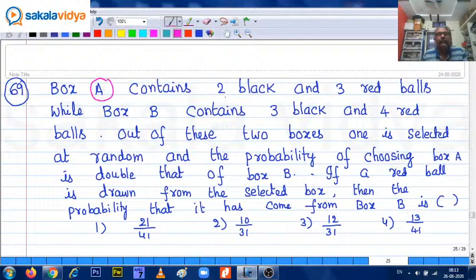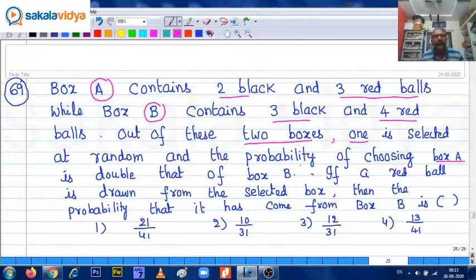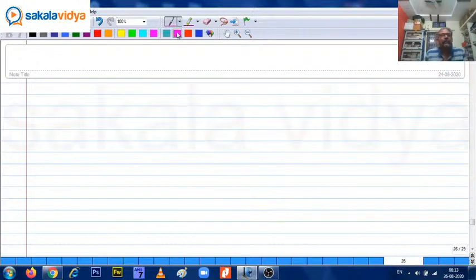Box A contains 2 black, 3 red balls. Box B contains 3 black and 4 red balls. Out of two boxes, one is selected at random. The probability of choosing box A is double that of box B. If a red ball is drawn from the selected box, then the probability that it must come from B. So now let us do the 69th solution.